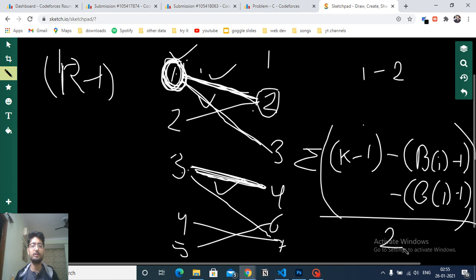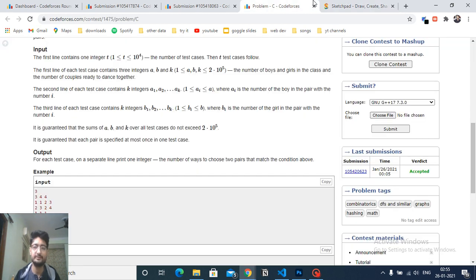So it's just simple. You have to find out the degree for every boy, like the number of degree of this edge, for every boy and every girl. Then for every pair, k minus 1, subtract out the number of degree for each boy minus 1, girl minus 1, divide the total summation by 2. And that's the whole logic.